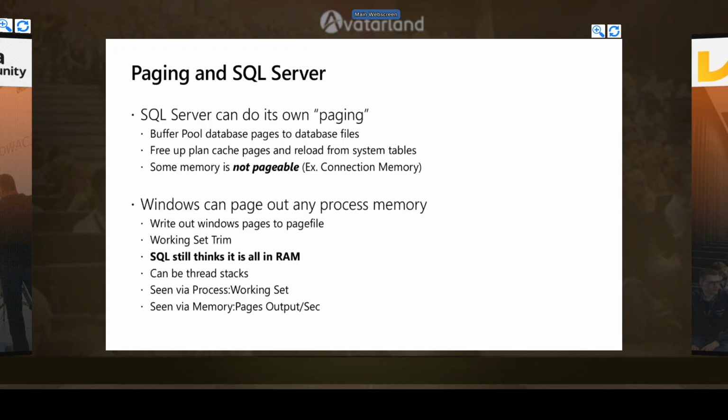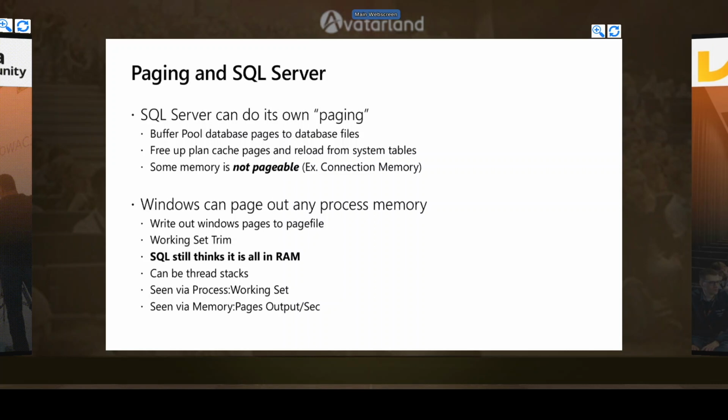What is confusing to many people is that Windows as an operating system, or SQL running on Linux as well, can page out process memory, including the memory that is for SQL for caches and everything else, including fixed memory. Now, what is the difference there? Number one, the operating system can take the pages in the operating system that represent the process memory and write it to a page file. This is often called a working set trim operation.